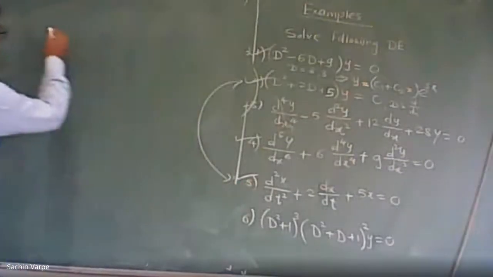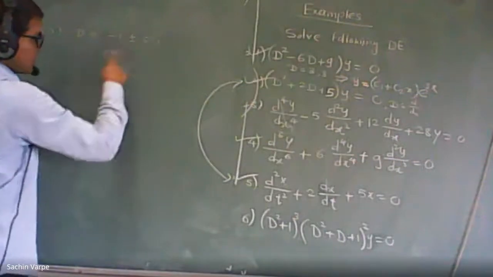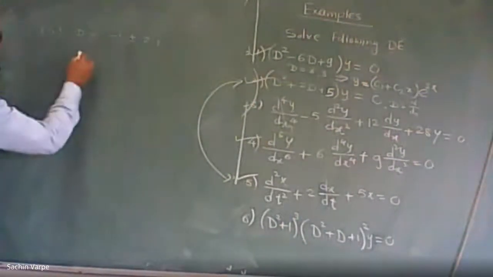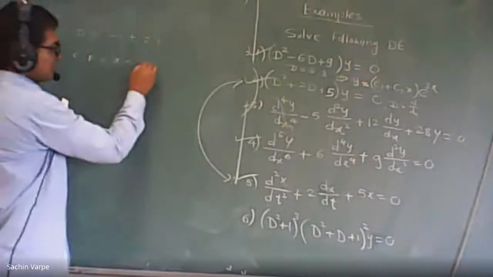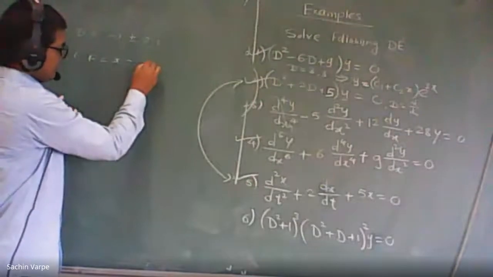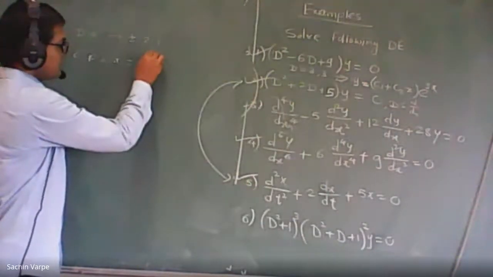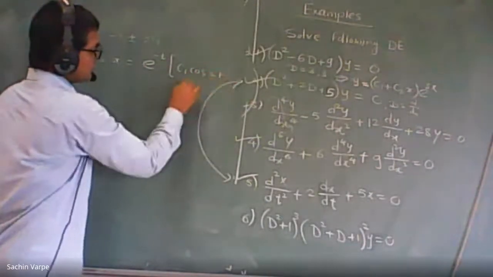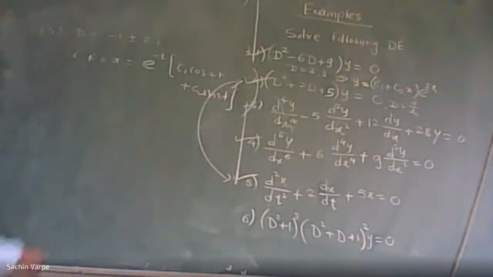For question number 5, the roots are D equal to minus 1 plus minus 2i. Please check. With these roots, the complementary function, or the value of the dependent variable x, is e to the power minus t, c1 cos 2t plus c2 sin 2t, where t is the independent variable. Please check your solution. And now question number 6.